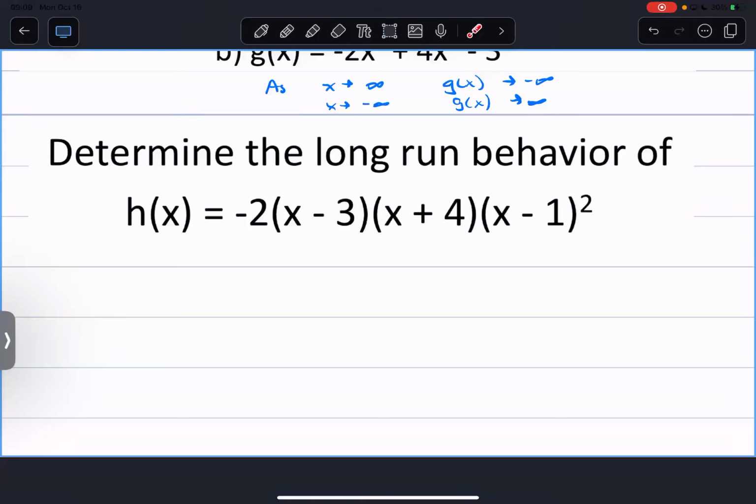So, okay, if I think about this term, this one's a pickle, right? Because I've got the square on the outside. So this is really x minus 1 times x minus 1 if I wanted to rewrite it, right? And so here I can rewrite h of x as -2 times x minus 3 times x plus 4 times x minus 1 times x minus 1.